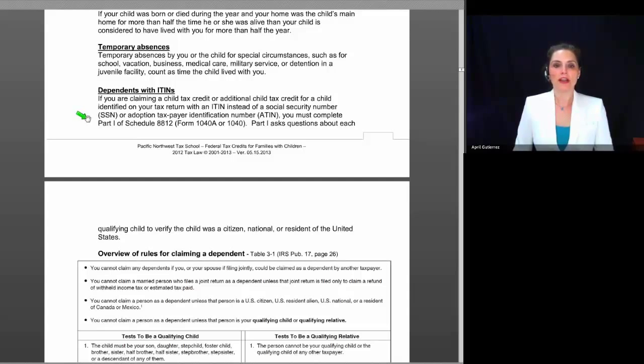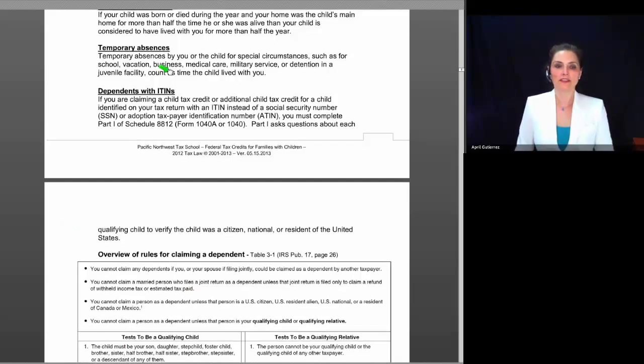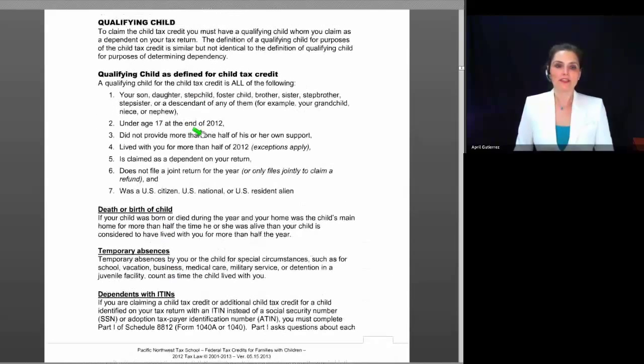And Part 1 asks you questions about each qualifying child to verify that the child was a citizen, national, or resident of the United States. And this is essentially a new requirement. The IRS just introduced that new section to what is now called Schedule 8812 because there were so many instances of individuals who were claiming dependency exemptions for their relatives in Mexico who were then also claiming the child tax credit for those relatives in Mexico, and they were claiming it in error.